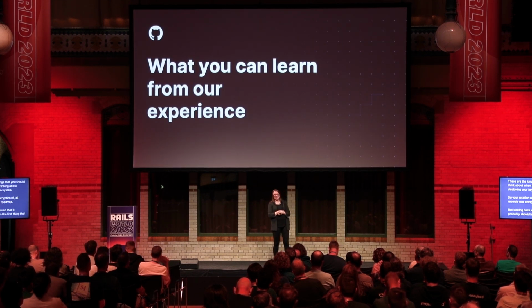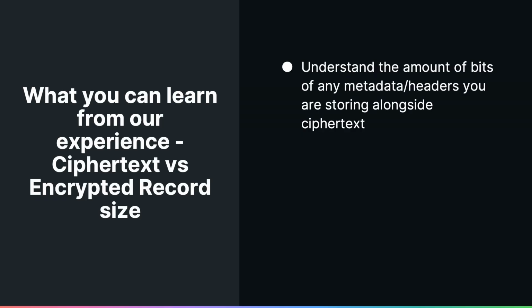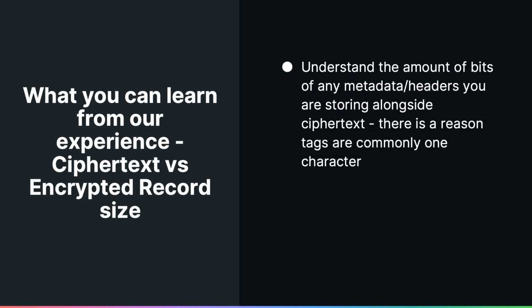So what can you learn from our experience? Really, truly, if you are making any changes to the message headers or the metadata, understand the size of those bits that you're storing along the ciphertext. In our case, we really did not need to name the tag anti-nonce exhaustion data.